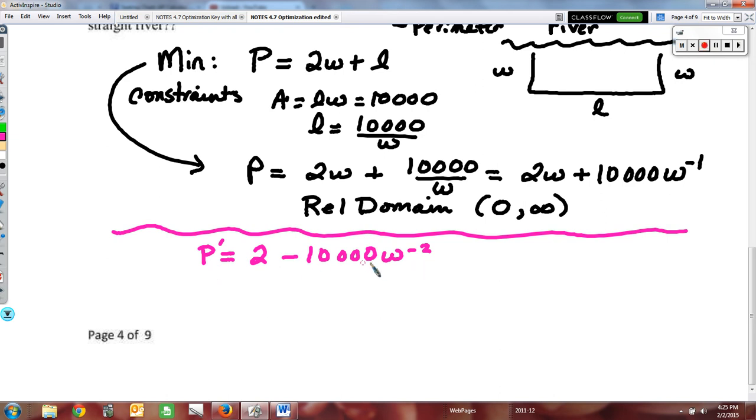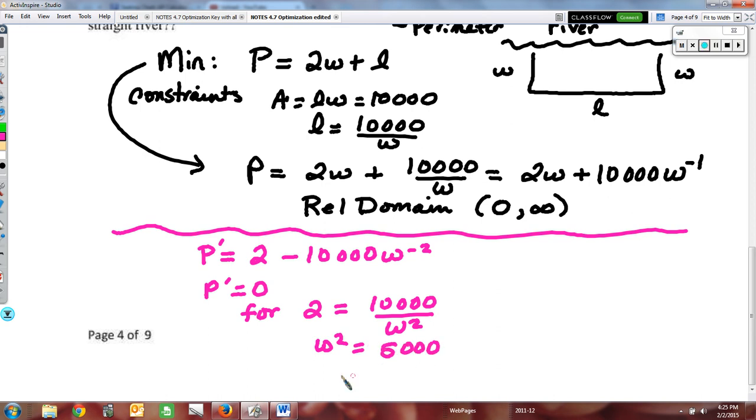Let's see, what do I want to do for our critical value? I'm going to go ahead and just use the modified first derivative here. P prime is equal to 0 for, and again, just to rewrite this in a nicer form, 2 equal to 10,000 over W squared. W squared equals 5,000. So W equals, remember it's positive, square root of 5,000, which you could simplify if you want, but it's not necessary.